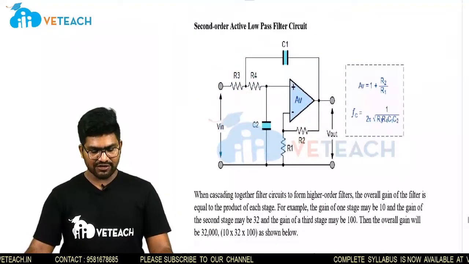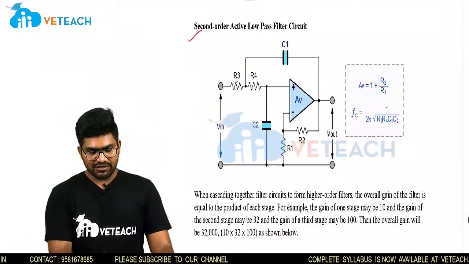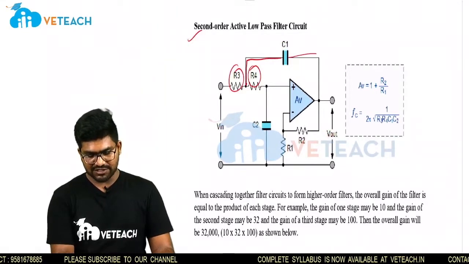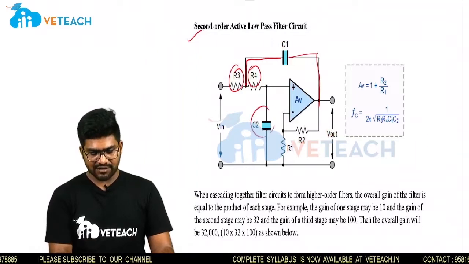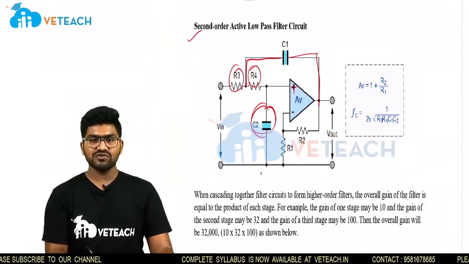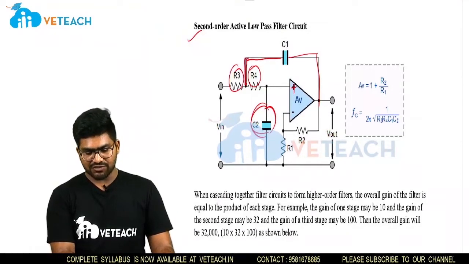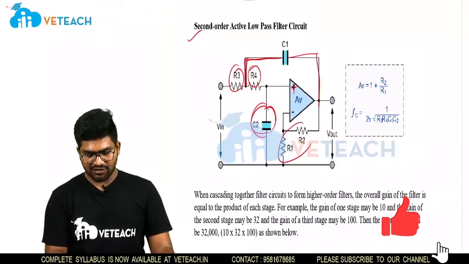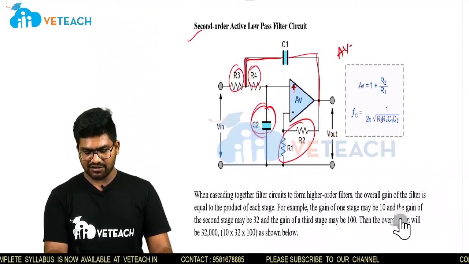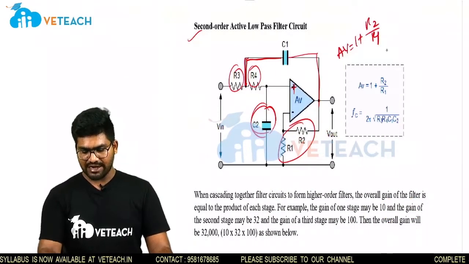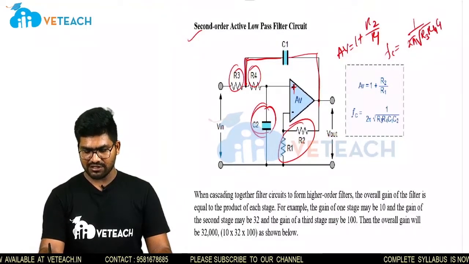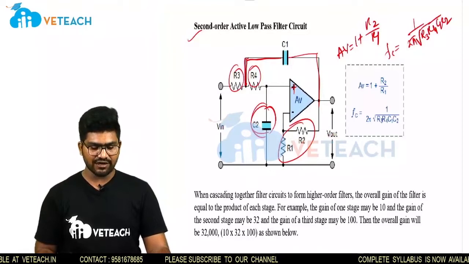If I look at the second order active low pass filter circuit, R3 and R4 are connected in series. From here I am taking a capacitor connected to the output port, and I connect C2 from the non-inverting terminal to ground, and C1 is connected from R3 to the output terminal. R1 and R2 are connected as a feedback path to the output. So my gain is AV equals 1 plus R2 by R1, and the corner frequency is equal to 1 by 2 pi square root of R3 R4 C1 C2. This is the corner frequency of the second order active low pass filter.